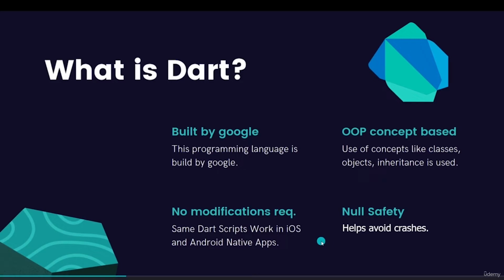Also, as I told you that the same code base can be used for both Android and iOS, this makes Flutter and Dart really good. So Dart can run without any modification, and also Flutter can run without any modification in both iOS and Android devices. Lastly, null safety. Null safety is really great because it helps you minimize your errors and crashes throughout your application. And we will be looking at null safety briefly when we start to code.